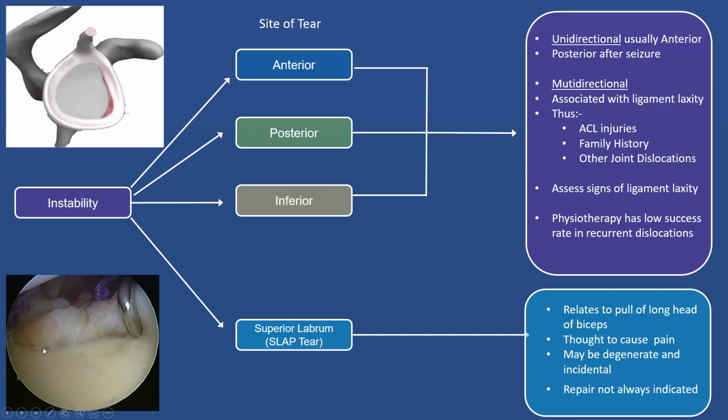Here's a picture with the glenoid orientated horizontally. We can see the labrum where it's been reattached to the edge of the glenoid. It's been probed by this metal probe.